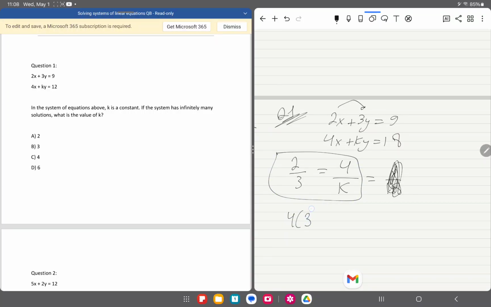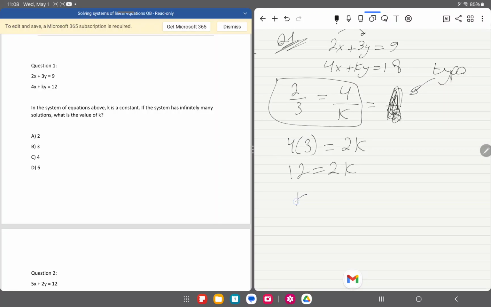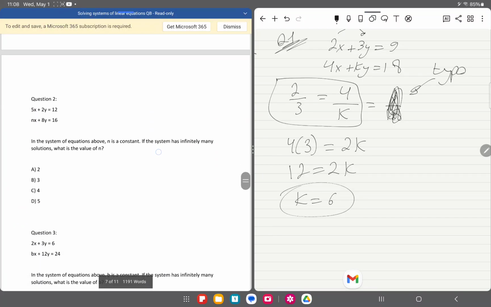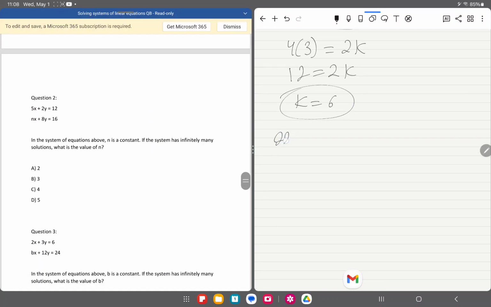So 4 into 3 is equal to 2k, because this one has a typo. I need all of them to be equal. Okay, so 12 is equal to 2k. k is going to be equal to 6. Now, let's go to question 2.